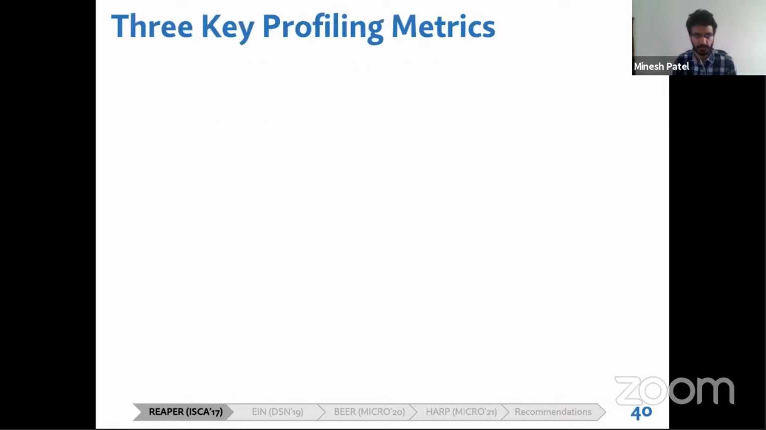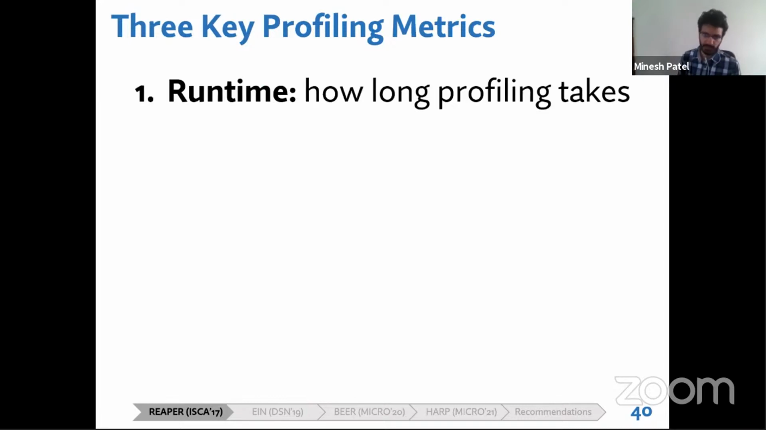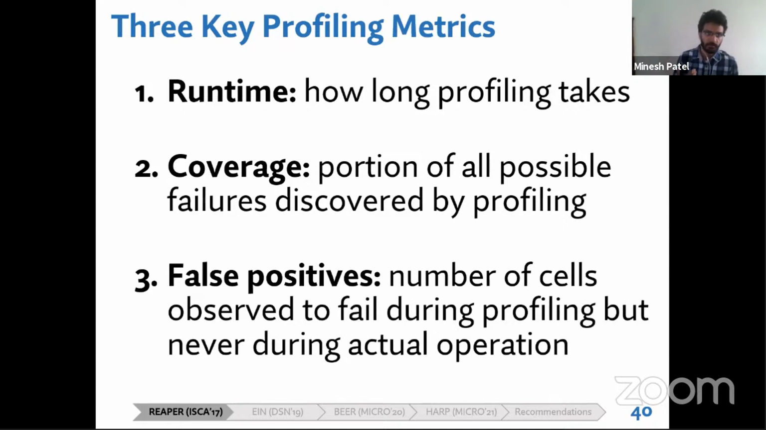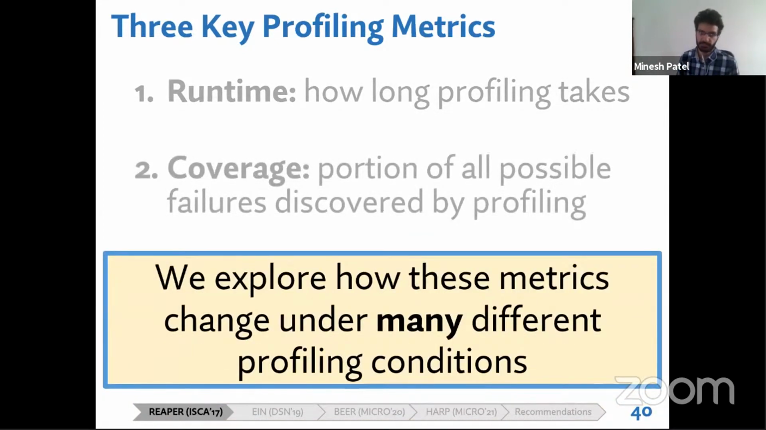And so to figure all of this out, we identified 3 key metrics that we can use to characterize any retention failure profiling mechanism. The first is runtime, which defines how long profiling takes. The second is coverage, which describes the proportion of all cells that are observed to fail by the profiler. And third, the metric is false positives, which represents the number of cells that are observed to fail during profiling, but don't fail during normal operation. And so in our studies, we explore how these metrics change under various different profiling conditions.